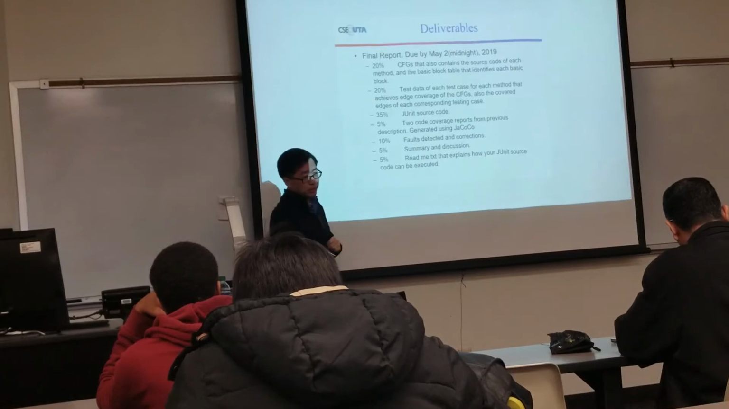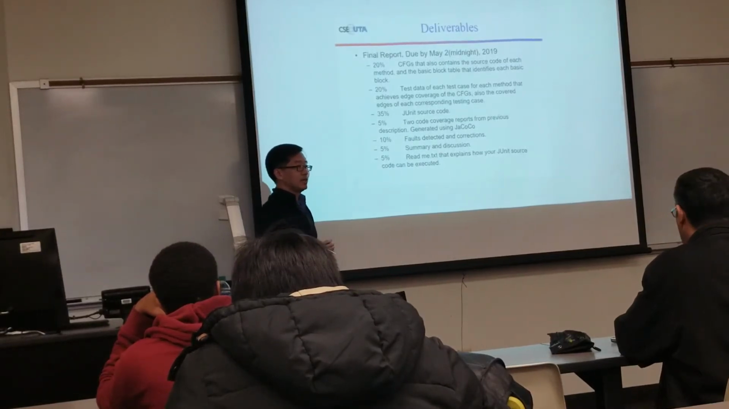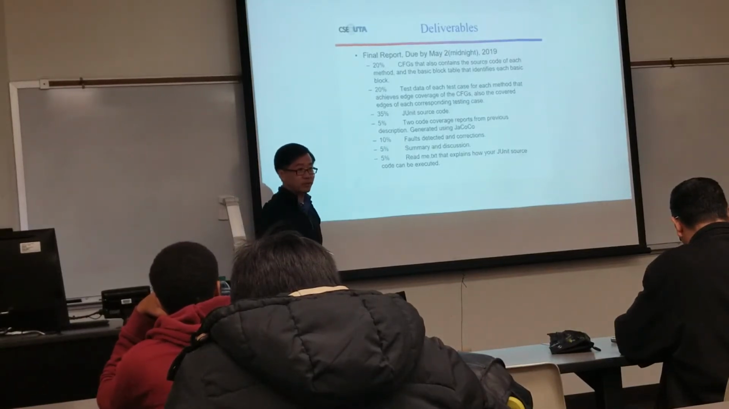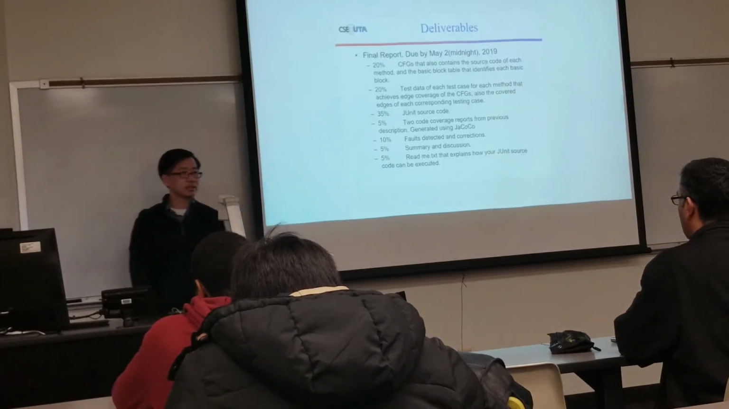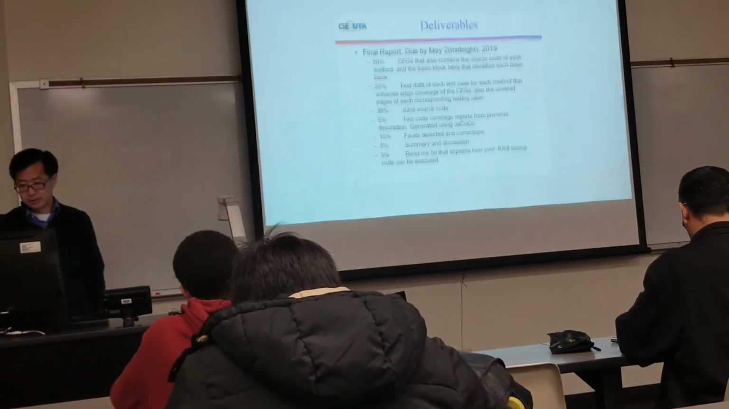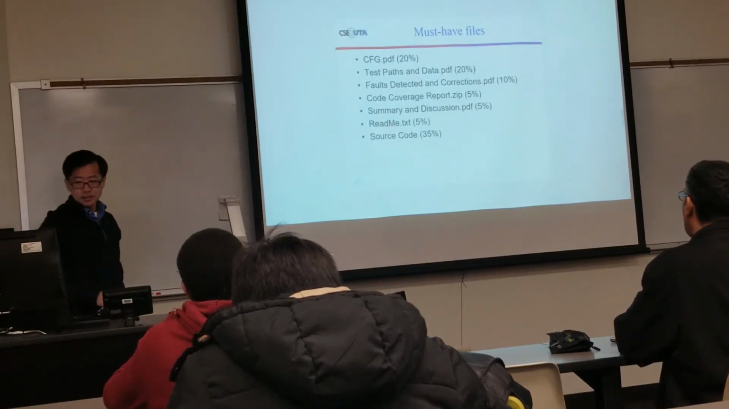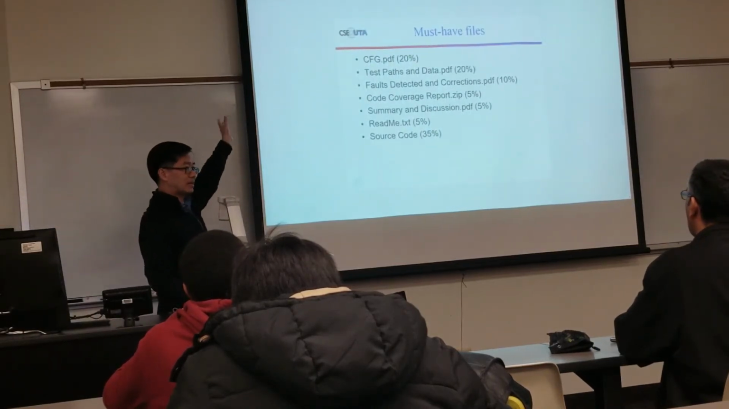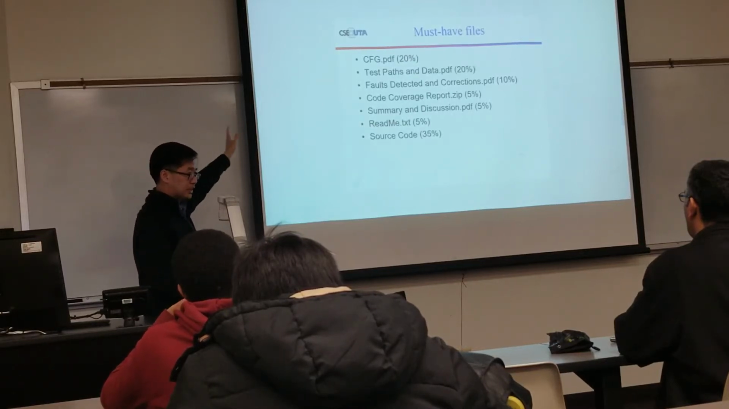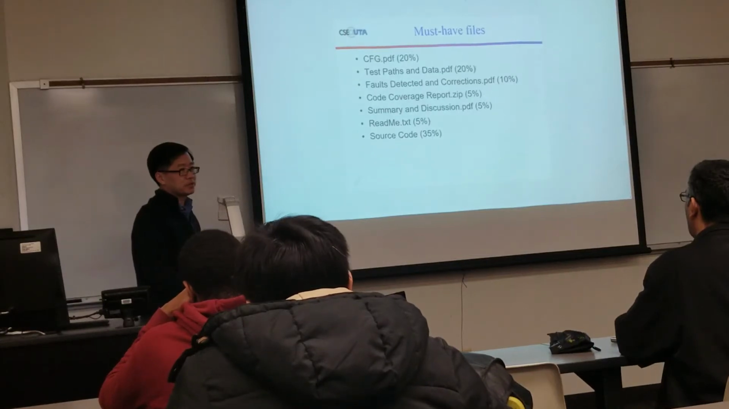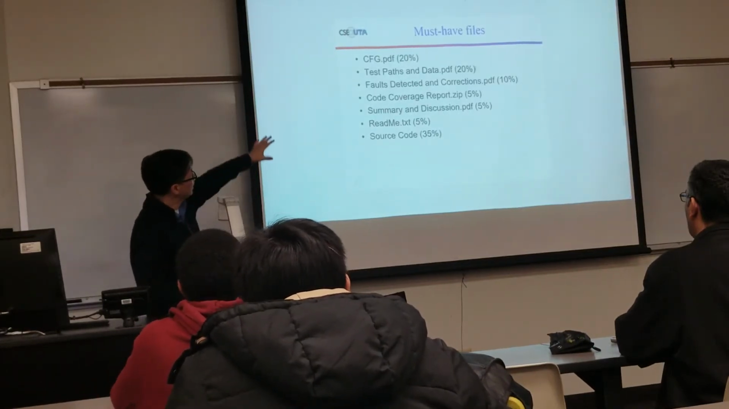You also need to include a README file to tell us how to execute your JUnit code. And then the team will actually run the JUnit code when it evaluates the project. So I think these files basically correspond to what we just said, the components you have behind the final report.